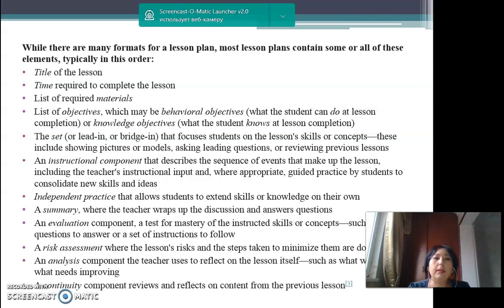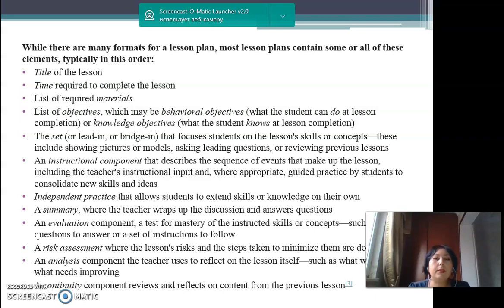The set, or lead-in, or bridging, that focuses students on the lesson skills or concepts. These include showing pictures or models, asking leading questions, or reviewing previous lessons. Next point, an instructional component that describes the sequence of events that make up the lesson, including the teacher's instructional input and, where appropriate, guided practice by students to consolidate new skills and ideas.